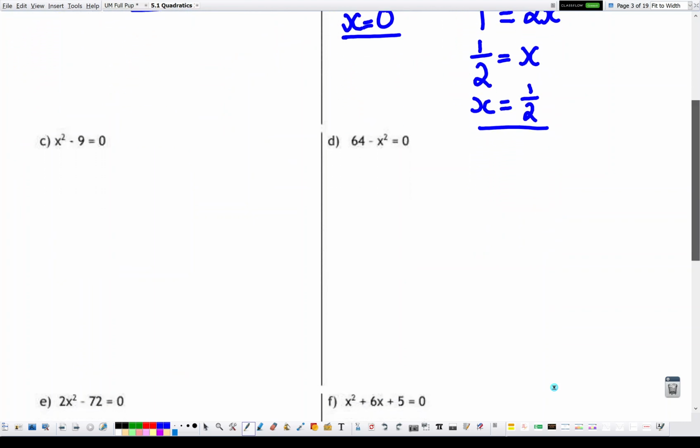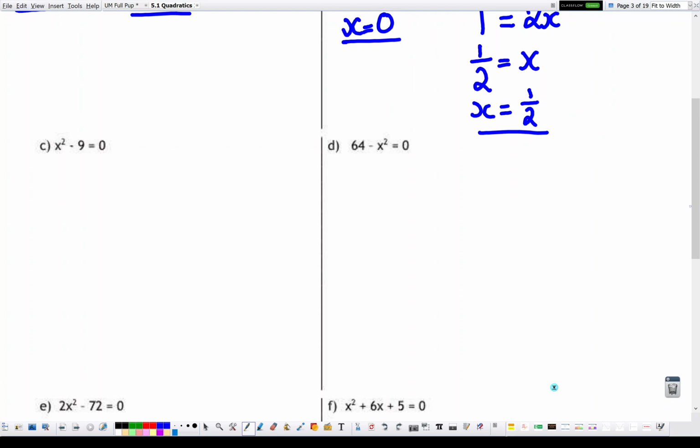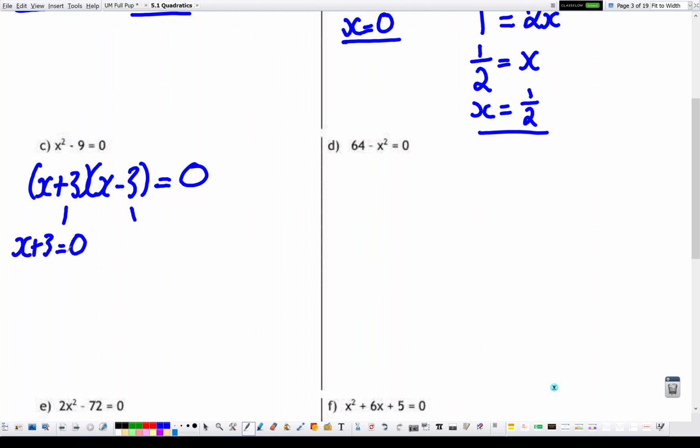Next one, x squared minus 9 equals 0, 64 minus x squared. These are both difference of two squares factorising, okay? So we've got a squared thing, take away another squared thing. So difference of two squares is what I need you to be thinking of here. We did this one in the starter. So straight away we can go for x plus 3, x minus 3 equals 0. Bring each bracket down. x plus 3 equals 0, so therefore x equals minus 3. That's one solution. x minus 3 equals 0, so therefore x equals positive 3.